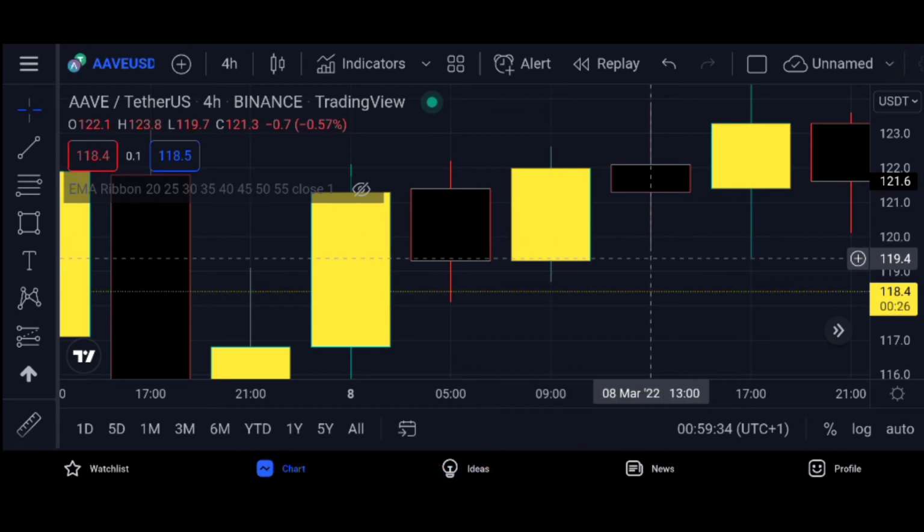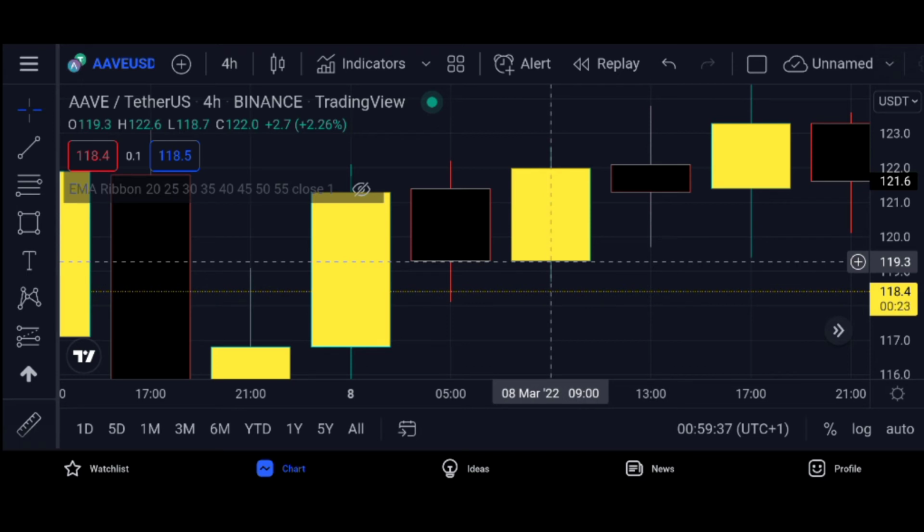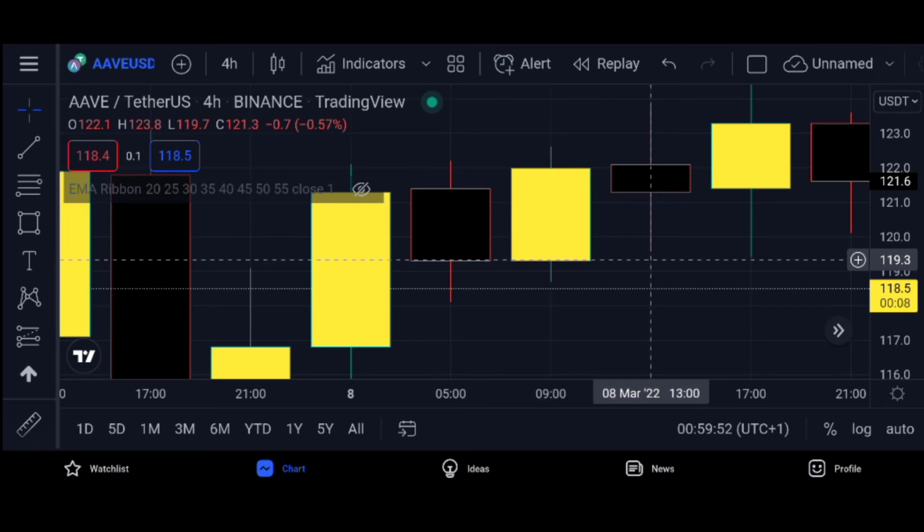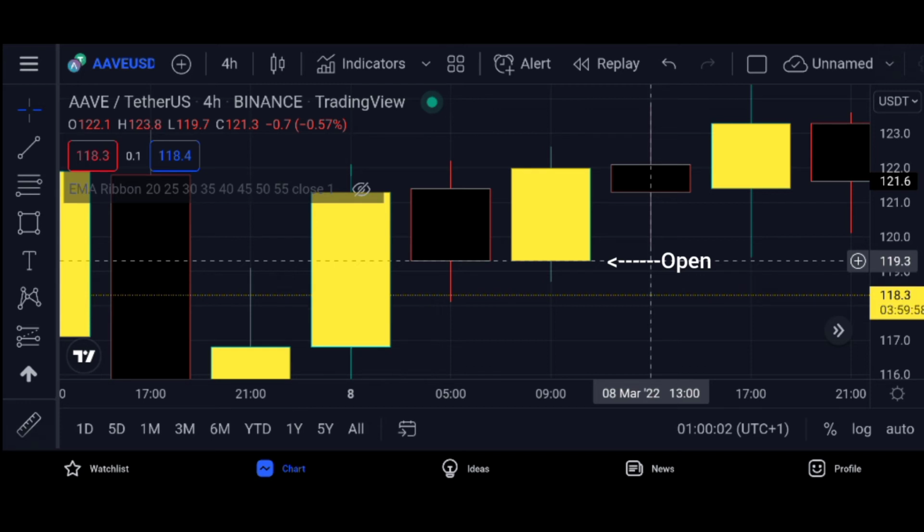So how do we identify that? Since this is a bullish candlestick, we know that bullish means that price went up. So we're expecting that where the price opened and where the price closed is different, and that the closing price is higher than the opening price. So we know that this lower place here, focus on this horizontal line, is the opening price, the open of this candlestick.